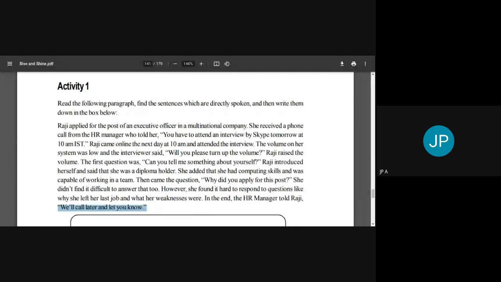So what is the significance? What is the importance? Or what is the use of putting certain sentences within inverted commas? What does it mean to put certain sentences within inverted commas? What is the purpose of doing that?